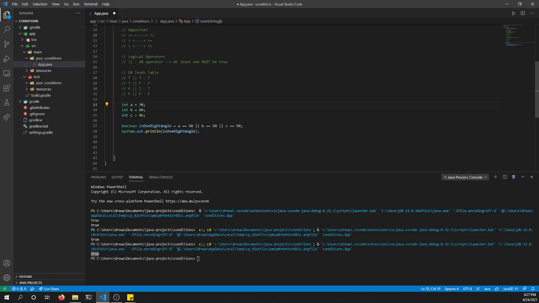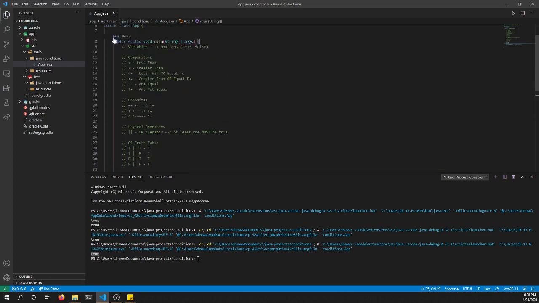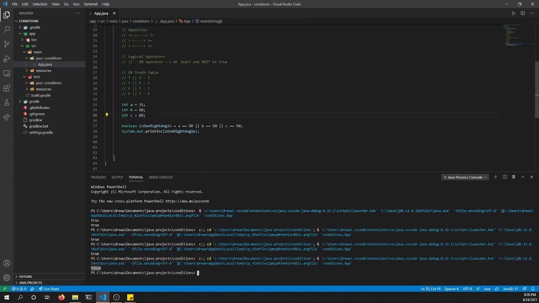All right, so if I go back to this and I were to say, okay, what about 31 and 89? So now none of these are 90. A is not 90, B is not 90, C is not 90. But if I run it, I get false. Because even though I was checking all 3 conditions, none of them were true. So we know it is not a right angle in any of them.